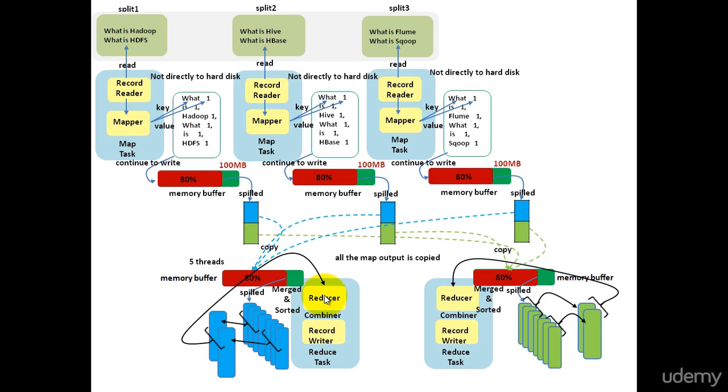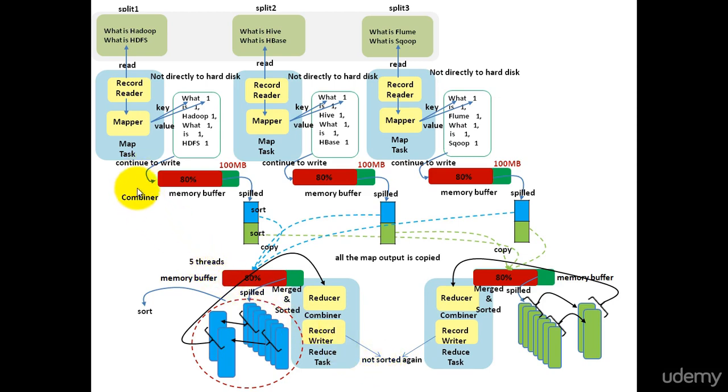Let's summarize the contents of this session. Records are spilled from memory buffer to the disk. Records are partitioned. Each partition is sorted by the key. Sorting is done in the map phase as well as in the reduce phase. In the reduce phase, it is done before the reduce function is called. Reduce output is not sorted again.